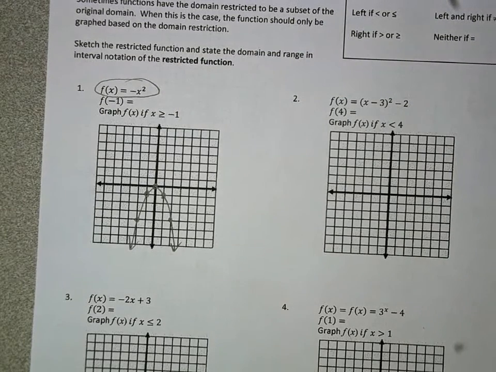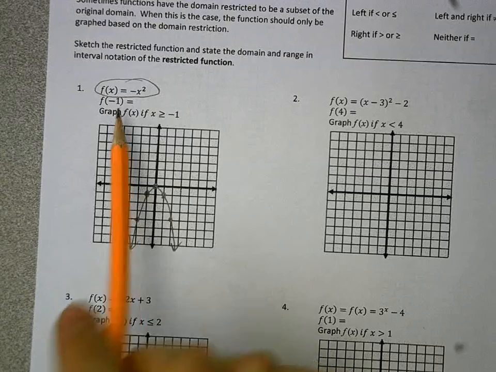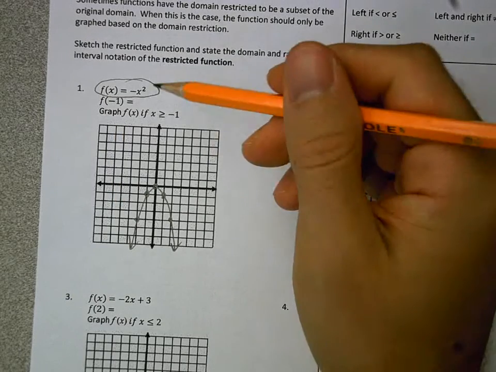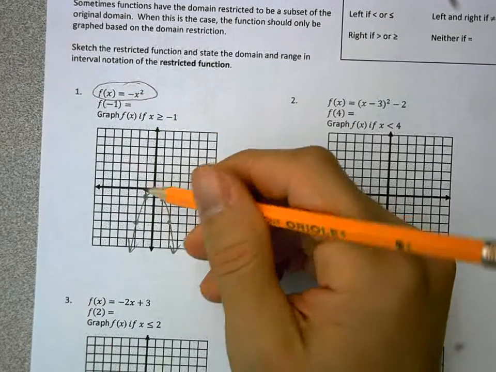Now, the general format for these questions is they're going to ask you about one of the important points. So they say, okay, what is f of negative 1? That just means plug in negative 1. So I plug in negative 1, it becomes positive 1 when I square it, and the negative makes it negative again. It's this point right here.